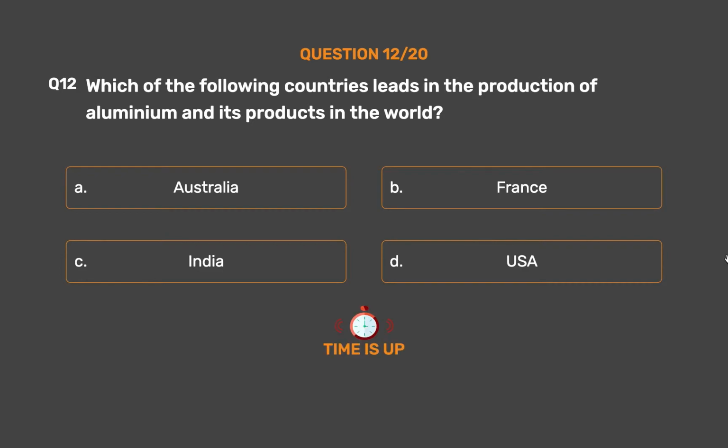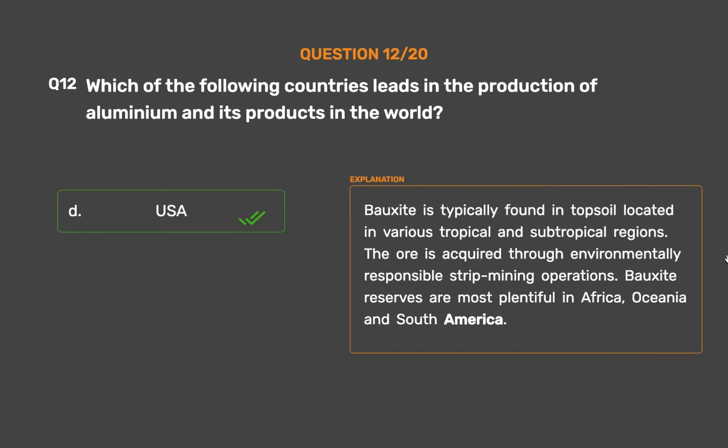The correct answer is option D, USA. Bauxite is typically found in topsoil located in various tropical and subtropical regions. The ore is acquired through environmentally responsible strip mining operations. Bauxite reserves are most plentiful in Africa, Oceania, and South America.